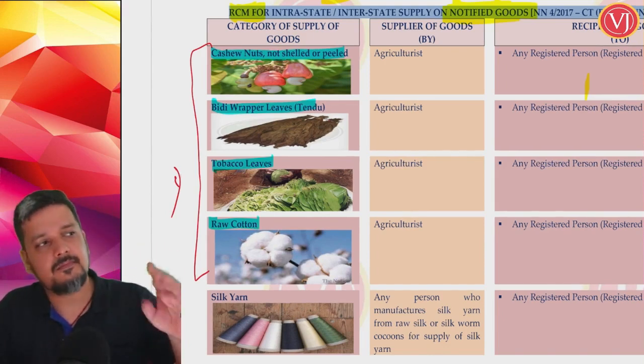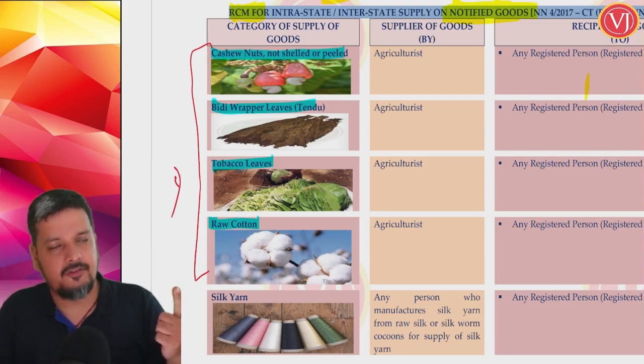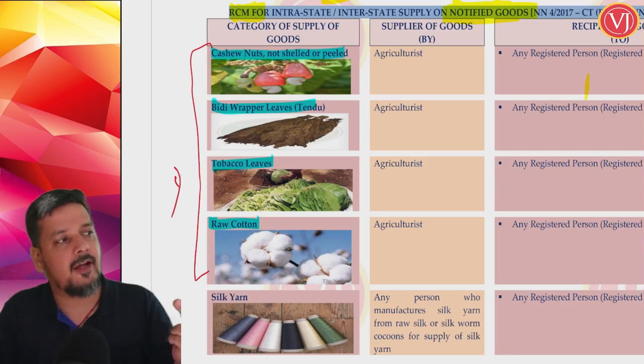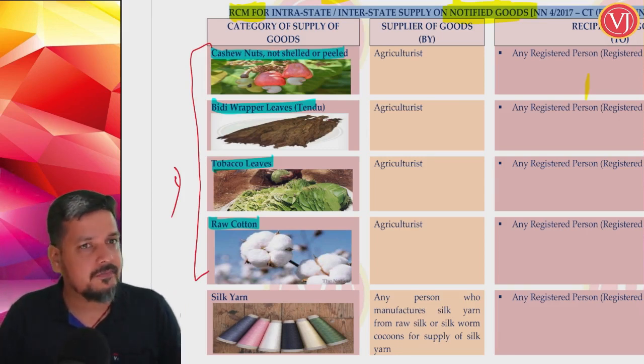What are the 4 items here? Cashew nuts, whether it should not be shelled or peeled. Then BD wrapper leaves called tendu, tobacco leaves, and raw cotton, which is coming out of it. Raw cotton. Agricultural products, raw cotton.